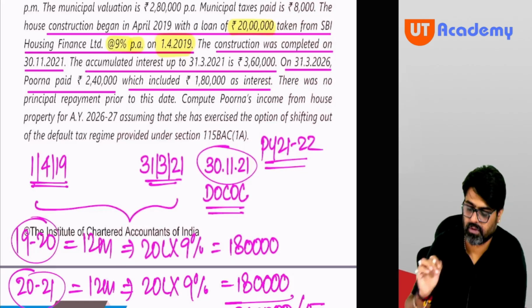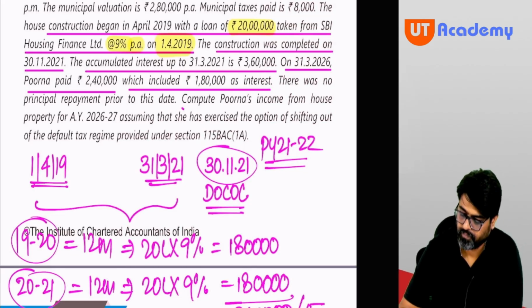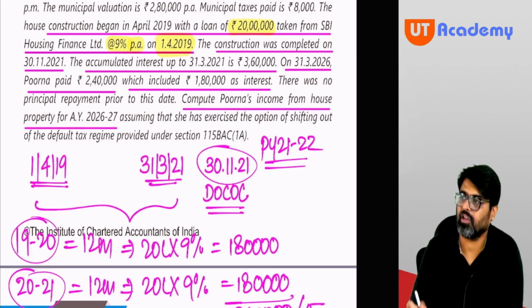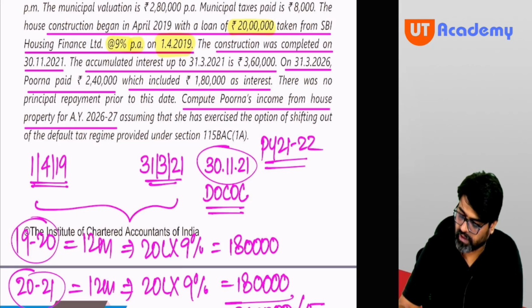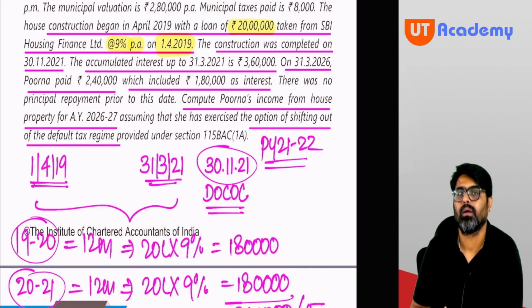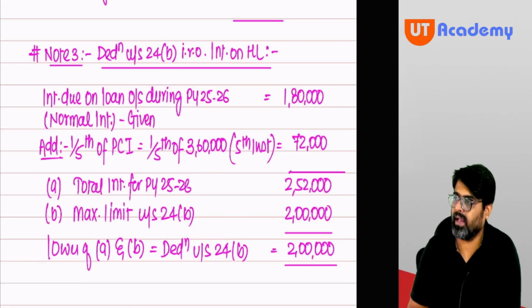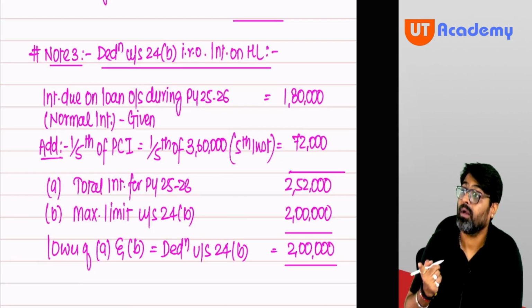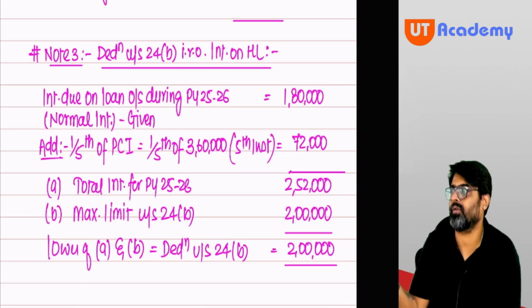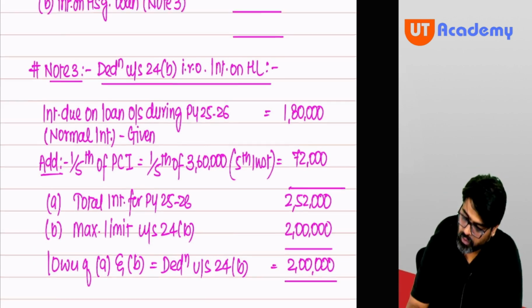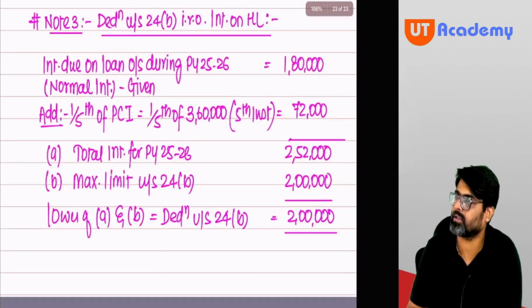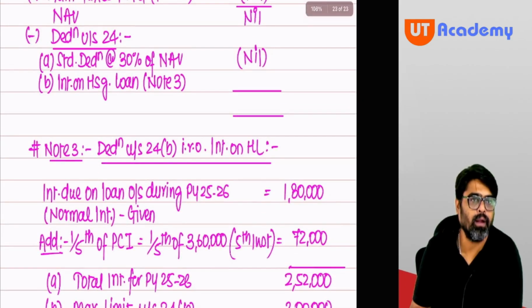Look at the question first. What is the question saying? Compute Purna's income from house property for the assessment year 26-27, meaning previous year 25-26. Assuming that he has exercised the option, meaning following 115BAC or not following 115BAC. If you don't follow 115BAC, then from your SOP you are going to take the deduction for interest. So can you claim this deduction of interest? Yes. How much? 2 lakh. Why? Because you are not following 115BAC.